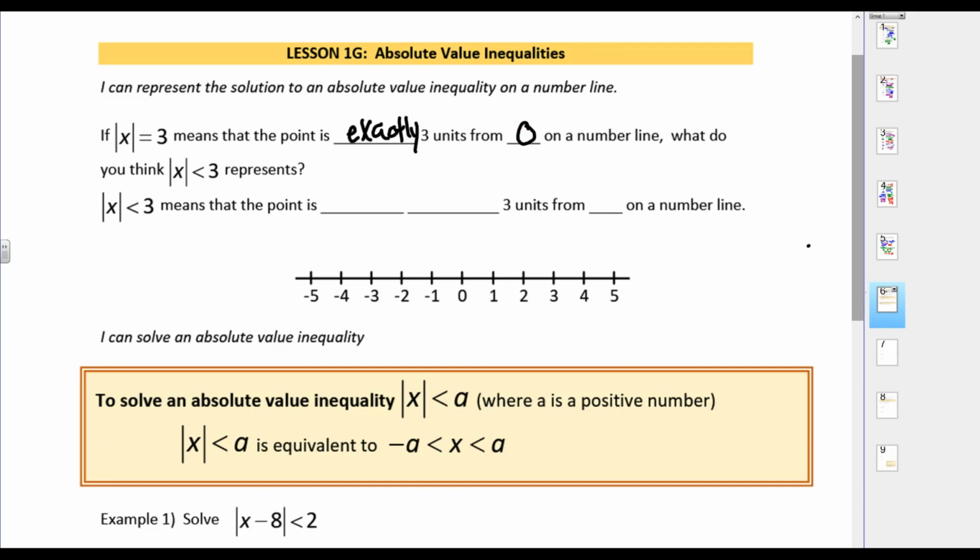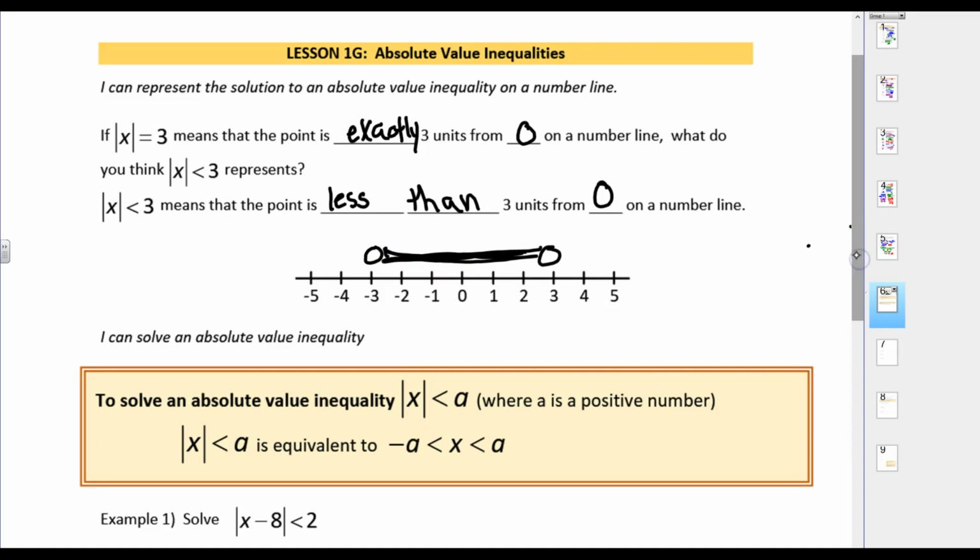So what does the absolute value of x is less than 3 represent? Well, that means that the point is less than 3 units away from 0 on a number line. So if I'm thinking about 0, points that are less than 3 units away from 0 on the number line are points within this range here. Because negative 1 is still less than 3 units away from 0 on a number line. So is negative 2, so is positive 2. So it's this grouping right here.